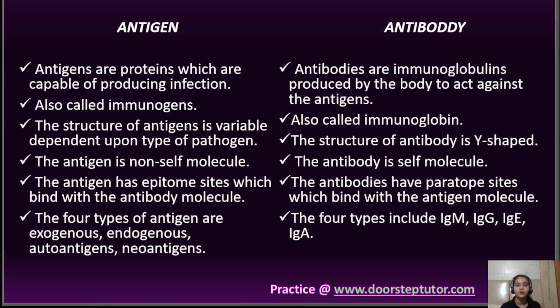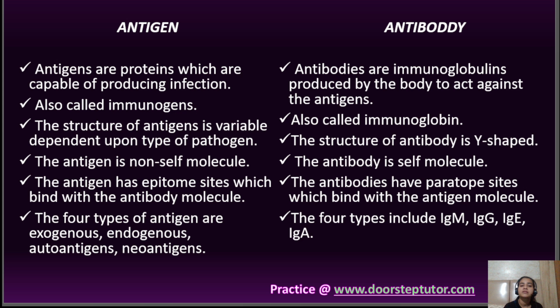Apart from this, if we talk about the antigen structure, then it has an epitope site, which binds with the antibody molecule. The interaction of antigen and antibody is specific, that only one type of antibody can attach with a single type of antigen only. There is a specific interaction between them. The antibodies have paratope sites which bind with the antigen molecules.